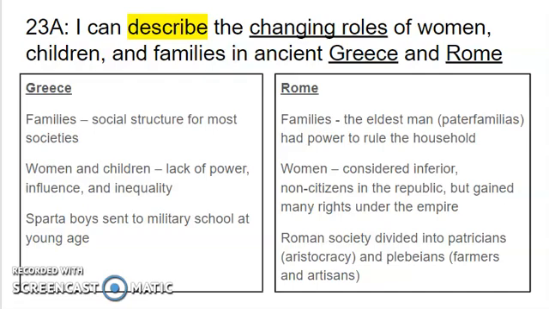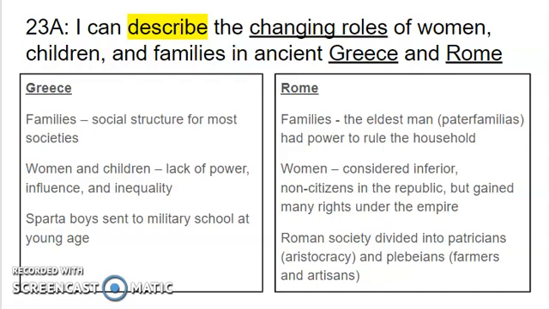In regards to Spartan children, in Sparta, which was a Greek polis, Spartan boys were sent off to military school at a young age. So they did not have a choice in this matter. In Sparta, if you were a young boy, you were sent off to the military to protect Greece. So that's basically the Greece structure, right? It relies very heavily on the family structure.